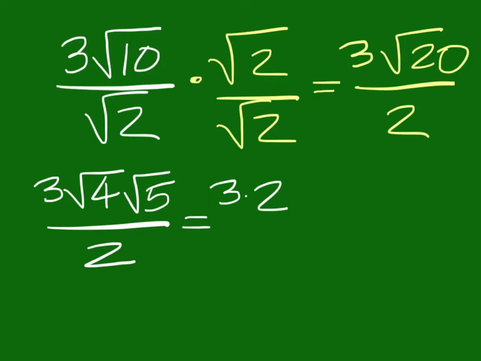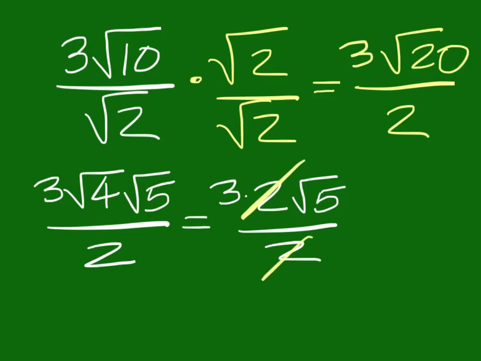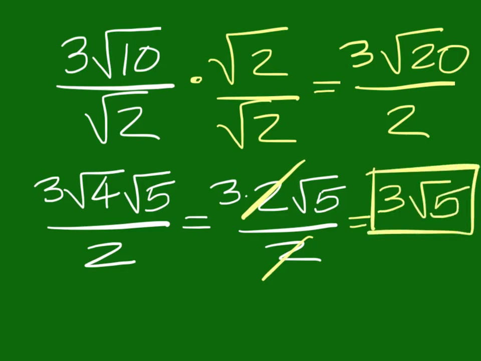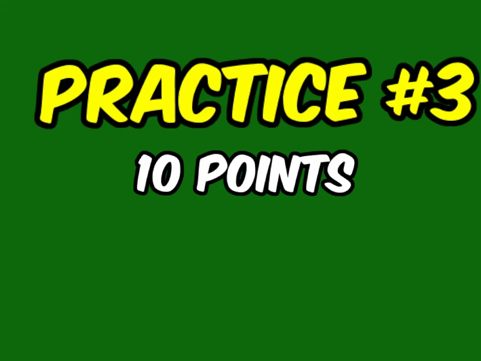That's 3 times 2 square root of 5 over 2. Before you multiply the 3 and the 2 together on the top, notice that the 2's cancel out. So you're left with 3 square root of 5 for your final answer. Try this one and bring it up.